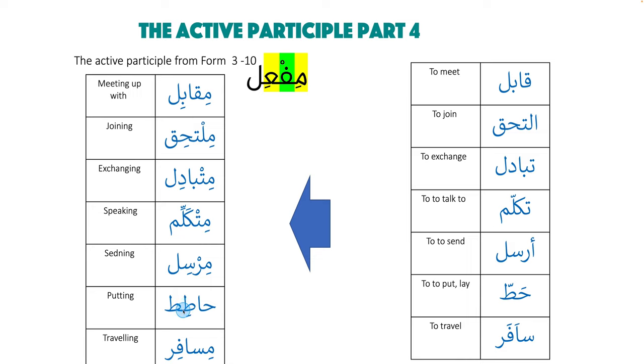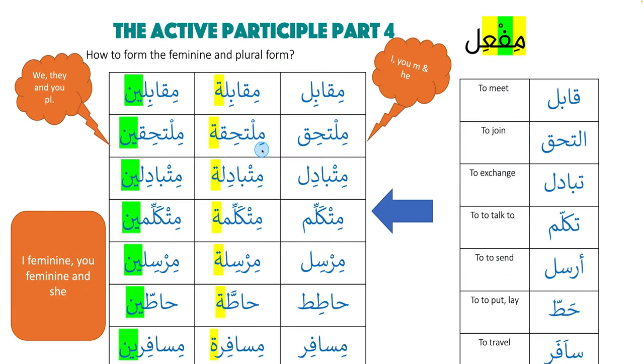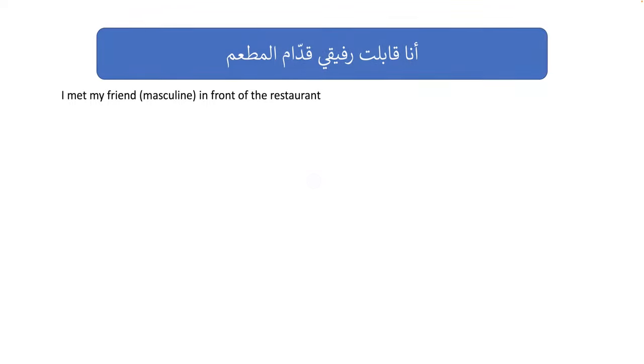So hatat, hatta, and hatin, which means putting. So the translation of the meaning stays the same. But here with the active participle, for every three subject pronouns, we've got a separate conjugation. So that's why whenever you form with a certain subject pronoun, you have to choose the correct conjugation or the correct form. So it doesn't really matter, the meaning stays the same, it's just you need to pick the correct form. Now let's have a look at a couple of examples.